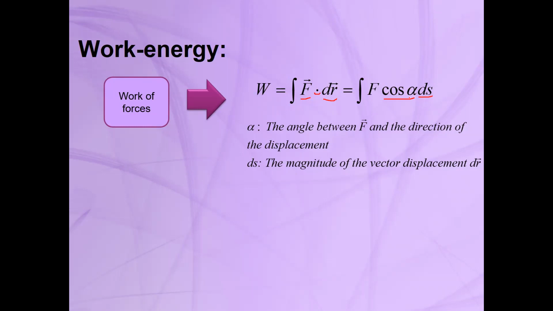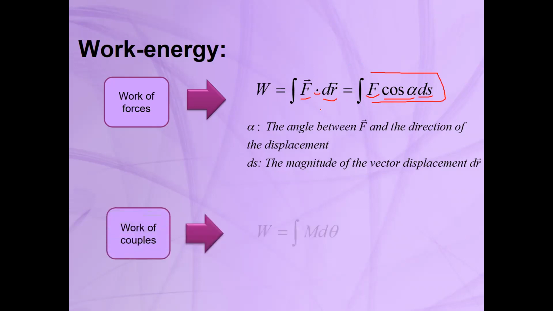This is a general equation in mathematics: A dot B is equal to A B cosine alpha, where A and B are the magnitudes of the vectors. And this F is again the magnitude of vector F. So this is the scalar form of the equation F dot dr. Also, if we have external couples, they will do some work on your system, and it's equal to M d theta. It's similar to the particles.